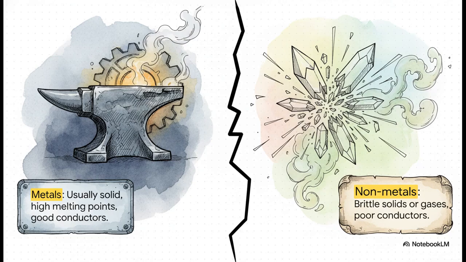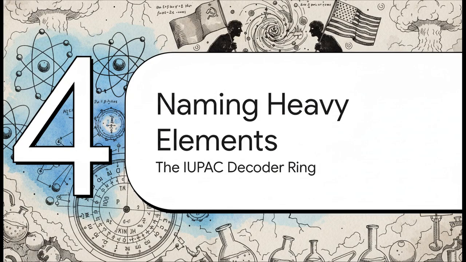Modern industrial manufacturing literally relies on this specific spectrum of reactivity and physical hardiness to build everything around us. Let's hit Section 4, naming the heaviest elements, the IUPAC decoder ring.